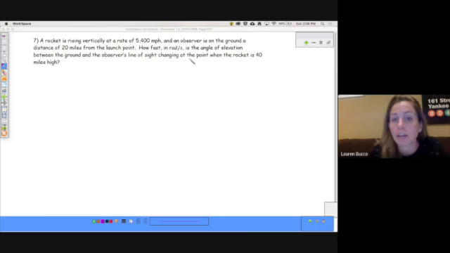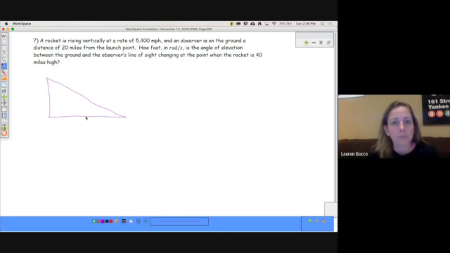So we want to make sure our calculators are in radians. There is never going to be a problem where you ever have to be in degrees. Your calculator should always be in radians. How fast is the angle of elevation between the ground and the observer's line of sight changing when the rocket is 40 miles high? Okay.